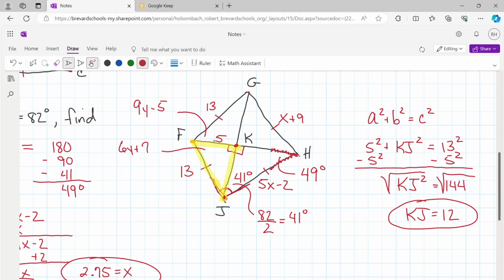And one of our properties of this rhombus was that these diagonals bisect angles, don't they? So what do we know about the 9y minus 5 and the 6y plus 7? Anybody? The 9y minus 5. If a diagonal bisects opposite angles, 9y minus 5 is equal to 6y plus 7.